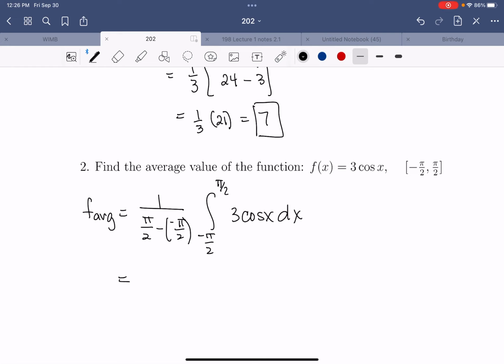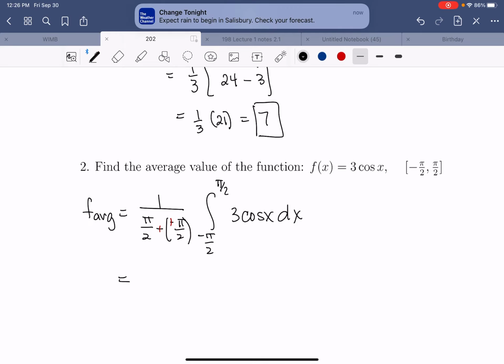Okay, so let's see what happens here. We add the opposite here underneath, and so that becomes pi/2 plus pi/2 becomes just pi, and I pull the 3 out front. So this becomes 3.